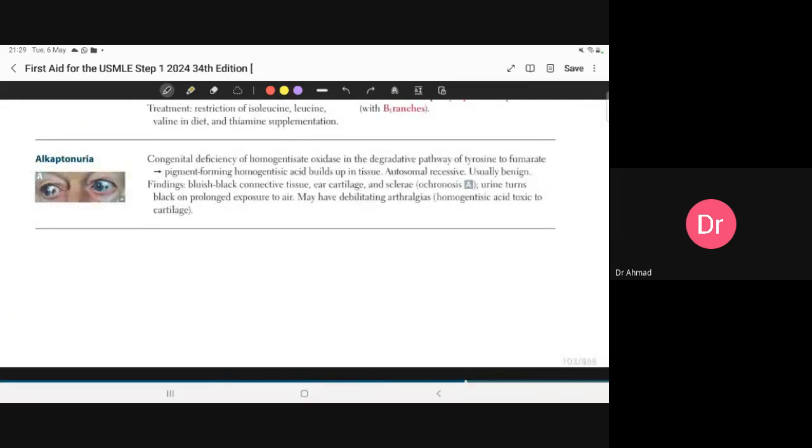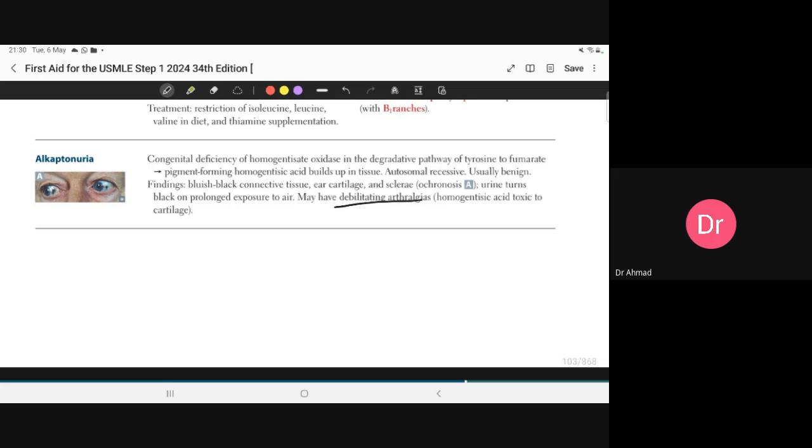So what kind of things can you see? You can see this homogentisic acid being accumulated in your joints, in your cartilage, so it leads to arthralgias that are debilitating. Okay, this is something that is there in the questions, and that can be the only symptom in the question, so never miss it. Like arthralgias, in which you can rule out all other diseases, you just see this debilitating arthralgias, keep alkaptonuria in your mind.